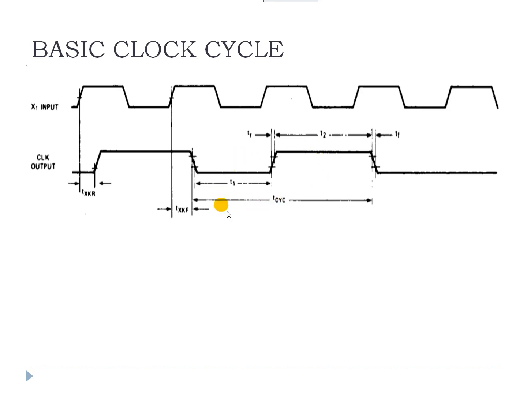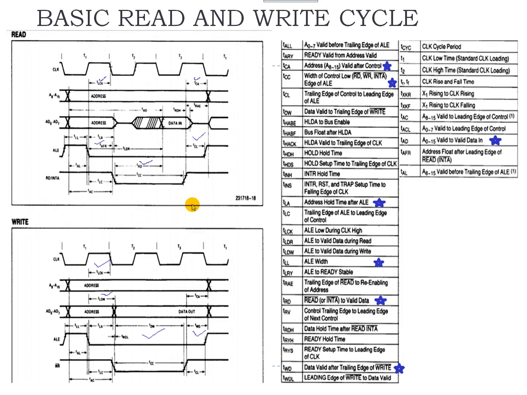Yes, one machine cycle. For each and every machine cycle, we will have one low and one high. Basically, the machine cycle is divided into three parts: the opcode fetch, or read or write.